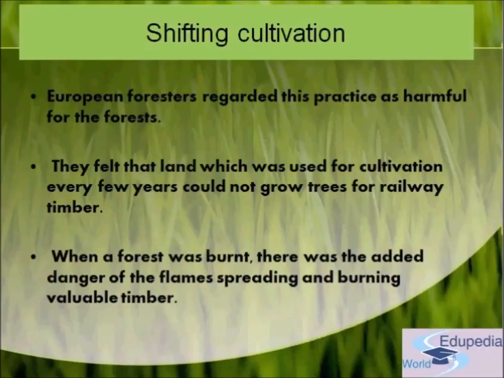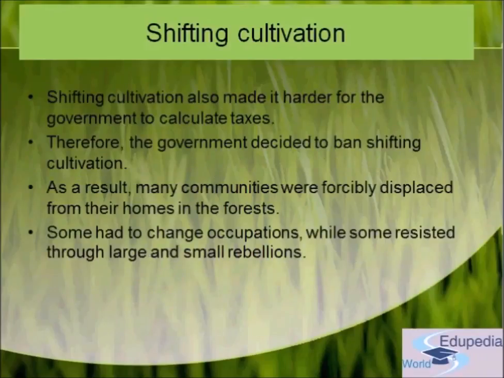When a forest was burned, there was the added danger of the flames spreading and burning valuable timber. So see, when it comes to this shifting cultivation, they burn the slashed trees. By mistake, it might spread to the places where they might have timber trees. So this could burn valuable timber too. So that was another reason why they thought of banning it. They have banned it actually.